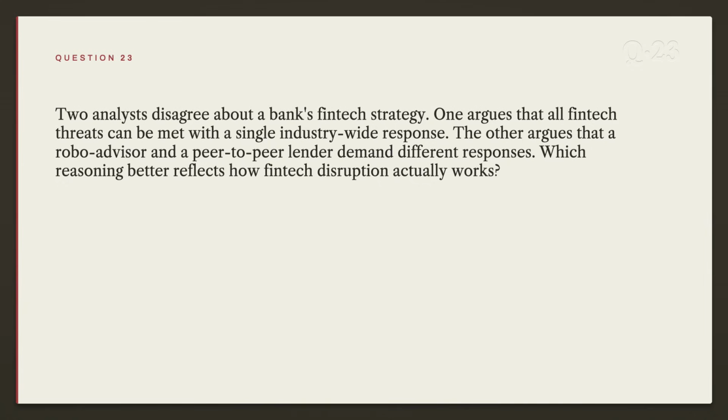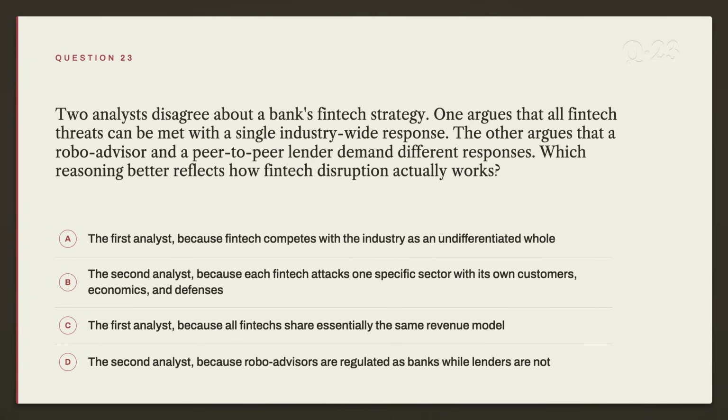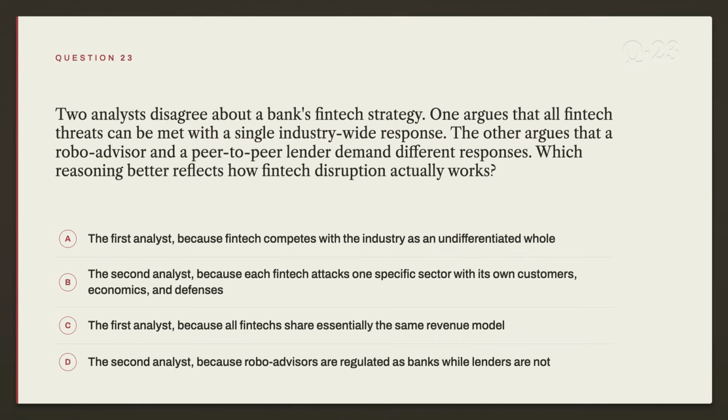Your options are: A. The first analyst because fintech competes with the industry as an undifferentiated whole. B. The second analyst because each fintech attacks one specific sector with its own customers, economics, and defenses. C. The first analyst because all fintechs share essentially the same revenue model. D, the second analyst, because robo-advisors are regulated as banks while lenders are not. Don't overthink it. Which one feels right?